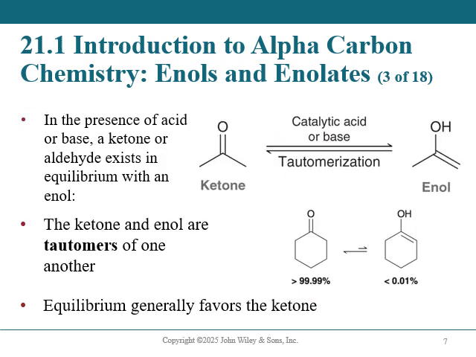In the presence of acid or base, a ketone or aldehyde exists in equilibrium with an enol. So we have the ketone form, and through tautomerization, we have the enol form. The ketone and enol are tautomers of one another. However, the equilibrium will tend to favor the ketone in most cases. There are some exceptions, we will see them shortly, but typically you can expect the ketone to be much more stable than the enol.